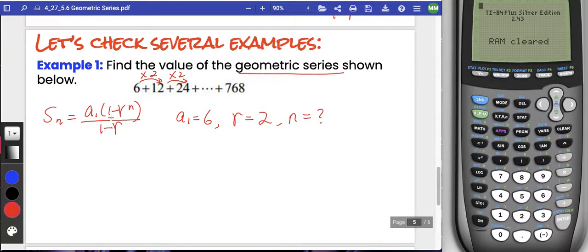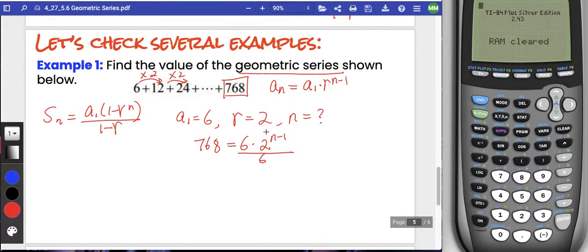Then how do we find n? In this case, we are going to use our last term. Remember, the last term, an, can be rewritten as a1 times r to the n minus 1 power. We know the value of the last term, which is 768. So an is 768, a1 is 6, and the common ratio is 2, to the n minus 1 power. Now we are going to solve this equation to figure out the answer.